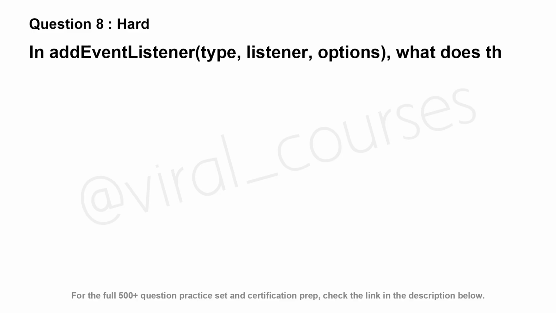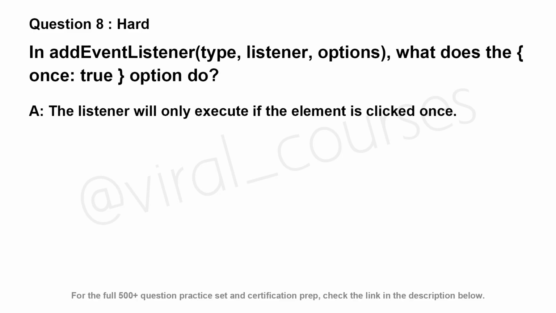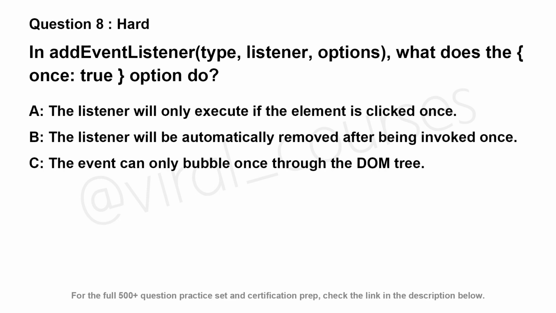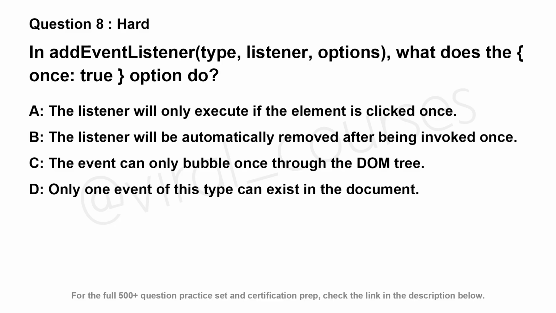In addEventListener(type, listener, options), what does the once: true option do? Option A. The listener will only execute if the element is clicked once. Option B. The listener will be automatically removed after being invoked once. Option C. The event can only bubble once through the DOM tree. Option D. Only one event of this type can exist in the document.